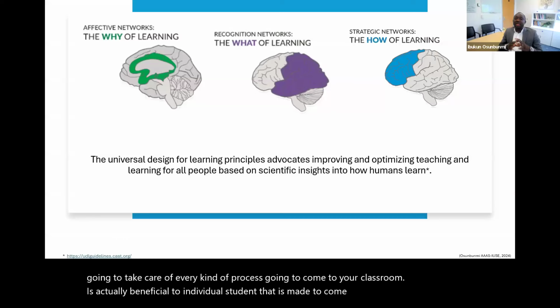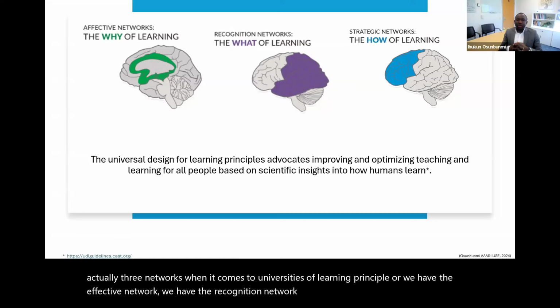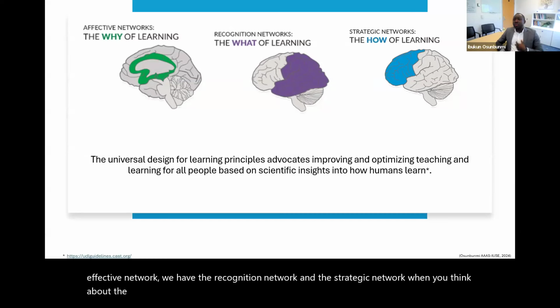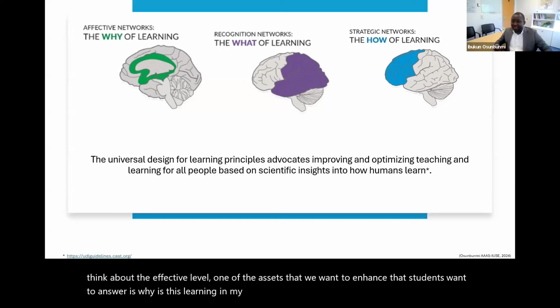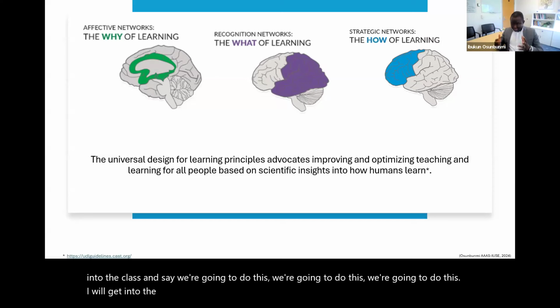That being said, there are actually three networks when it comes to the Universal Design for Learning principles. We have the affective network, the recognition network, and the strategic network. When you think about the affective network, one of the questions that students want answered is, why is this learning in my class important? A lot of times faculty just come into the class and say, we're going to do this, we're going to do this, we're going to do this. And we get into the calculus and we just begin.